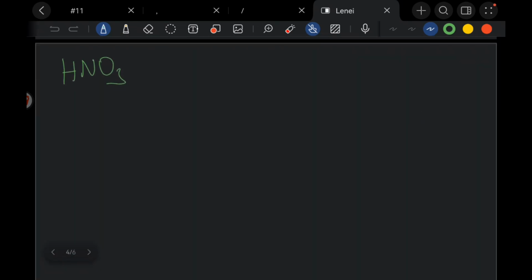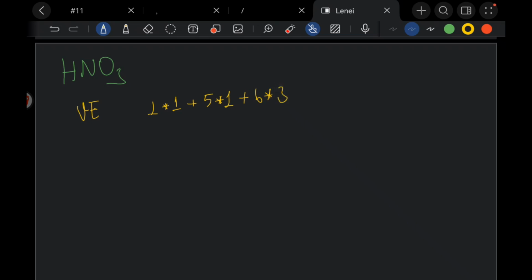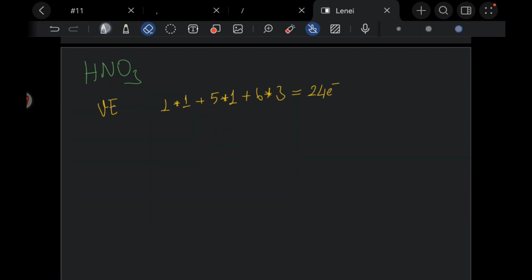And we can make an example. HNO₃. This is a very strong acid. And first, I should calculate the valence electron numbers. We have 1 electron due to the hydrogen. We have 5 electrons due to nitrogen, and we have 1 nitrogen atom. And we have 6 electrons due to each of the 3 oxygen atoms. And if you calculate that number, it will be 24 electrons.